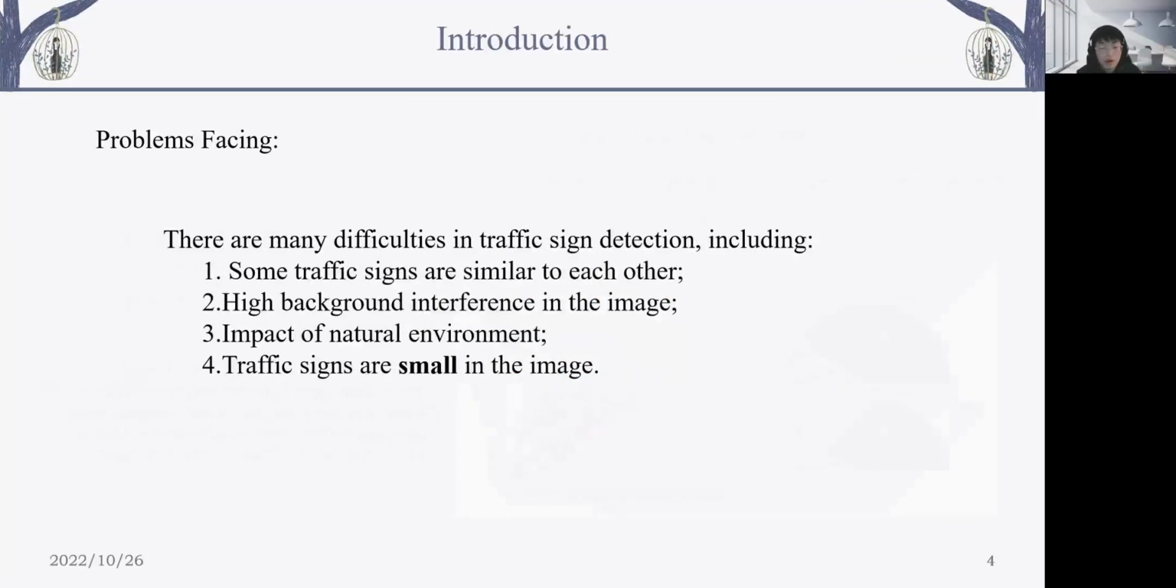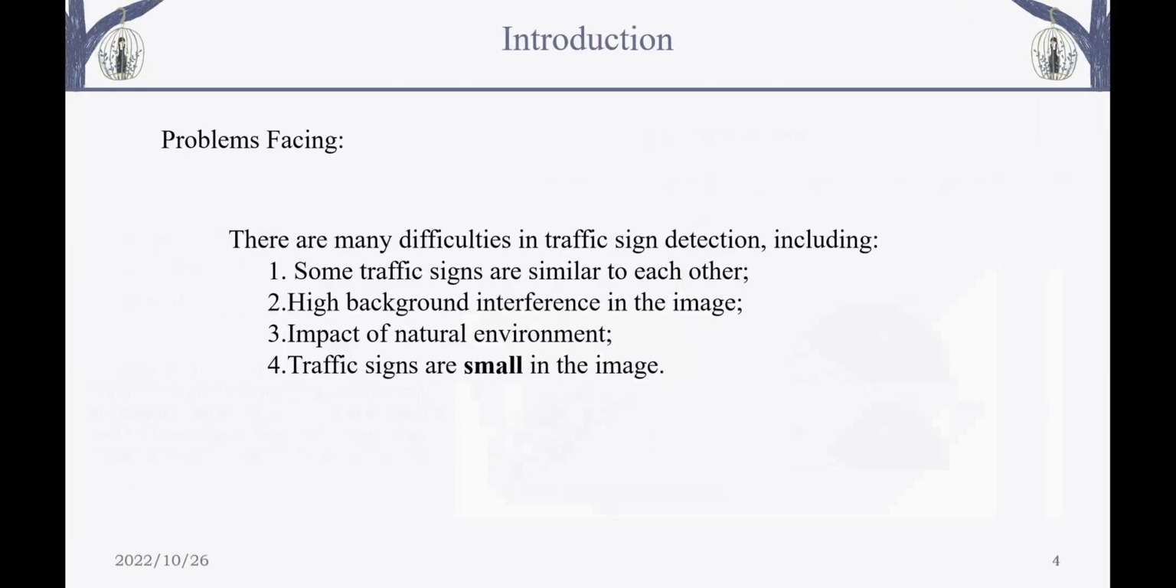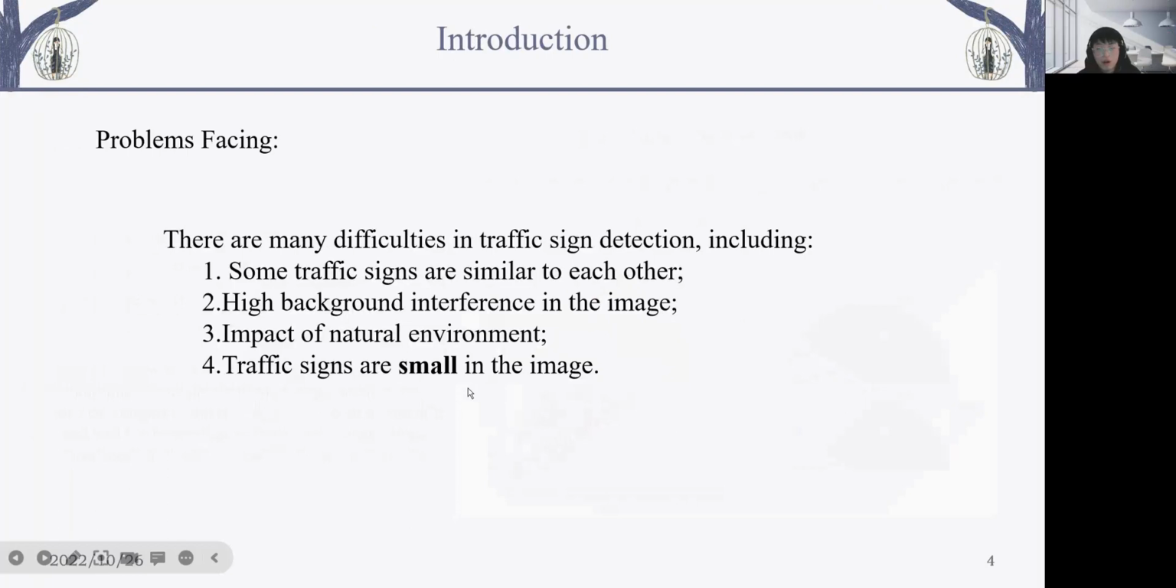So we summarized some of the difficulties faced in traffic sign detection, including 1. Some traffic signs are similar to each other, and 2. High background interference in the image, 3. Impact of natural environment, and 4. traffic signs are small in the image.